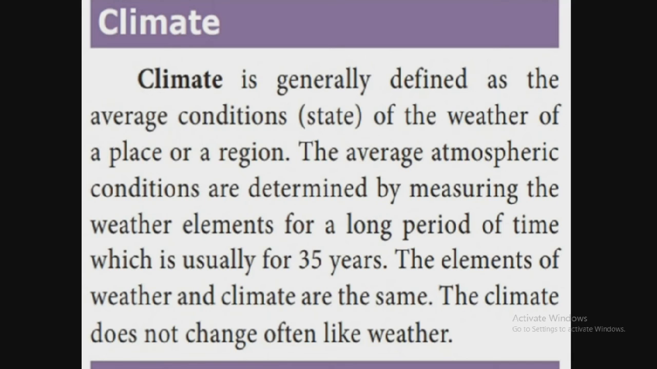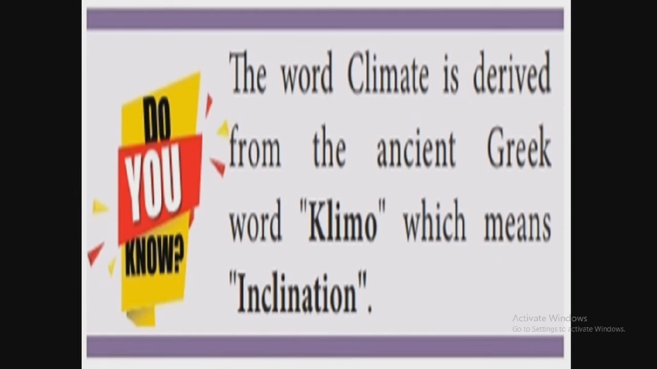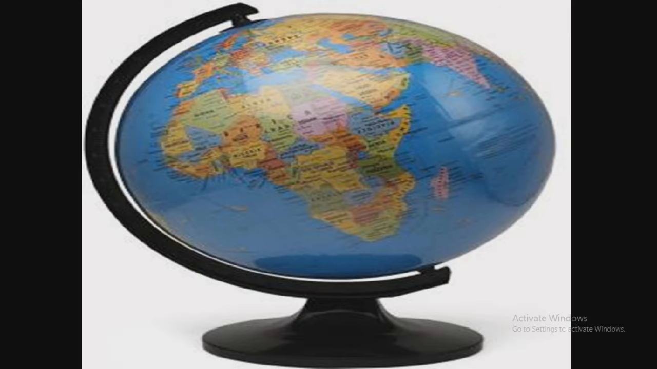The word climate is derived from the ancient Greek word klimo, which means what? Inclination. So climate is derived from the ancient Greek word klimo, which means inclination. So this is the picture of a globe. You would have studied what is inclination in your lower classes. What is inclination? The earth is inclined at about a 23.5 degree angle. Do you remember it? Yes.